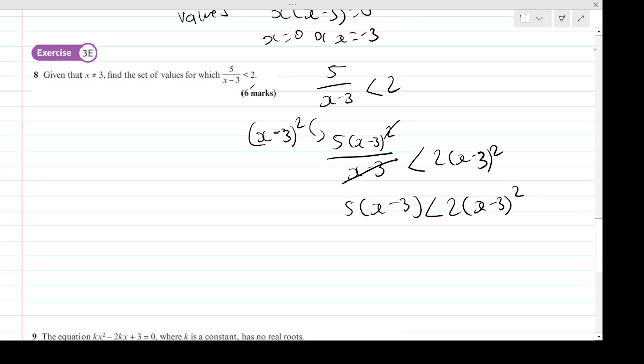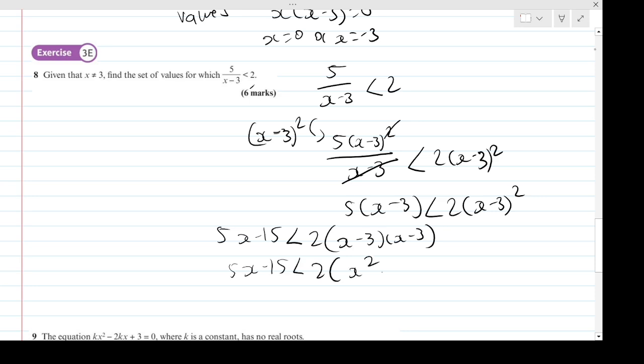So we can expand the bracket. So we're gonna have 5x minus 15 is less than 2. And then we're going to expand this bracket. So x minus 3 squared is x minus 3 times by itself. So that's going to be 5x minus 15 is less than 2 lots of, and then we'll expand these two brackets of x squared minus 3x minus 3x plus 9. Then I'll expand that to get 5x minus 15 is less than 2x squared minus 12x plus 18.